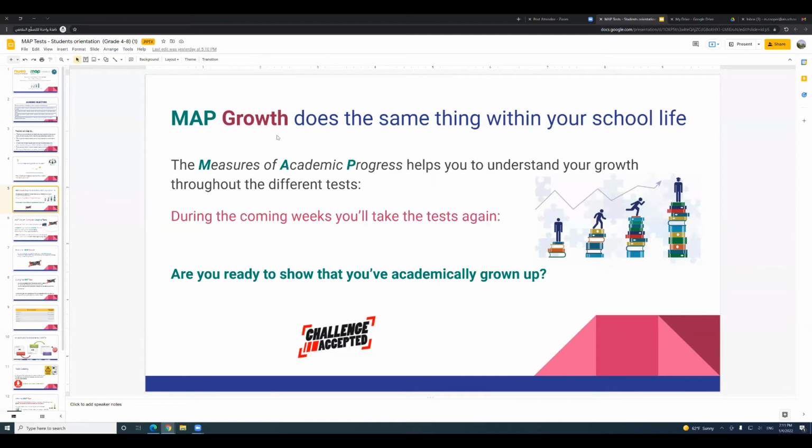So we can see your progress, and it could be an indicator that you have a special talent. You have a special talent for reading and understanding. You have a special talent in math. We could identify that via the MAP test, okay? So if you've got that talent, let's say in grade 4, we are looking to develop that into grade 5, grade 6, grade 7, and grade 8.